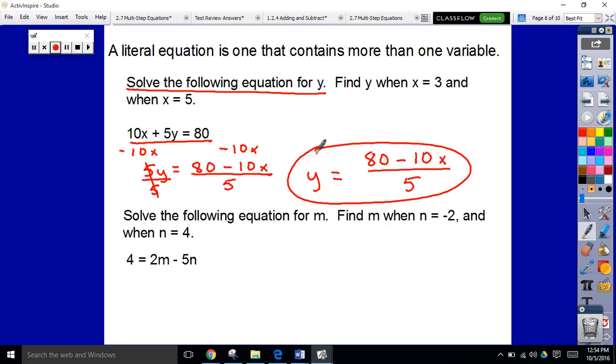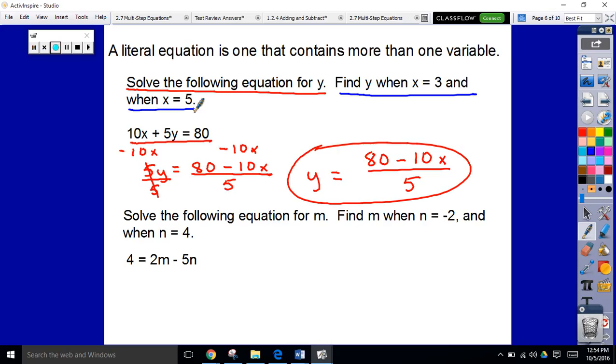The second part of this says, find y when x equals 3 and when x equals 5. So we're just evaluating this expression for x. Remember when we did evaluating expressions, sometimes we would evaluate it for one number, then maybe we would pick a different number and evaluate it for that number. That's all we're doing. We're saying if we had 3 of something, how would that affect our dependent variable? How would that affect y?